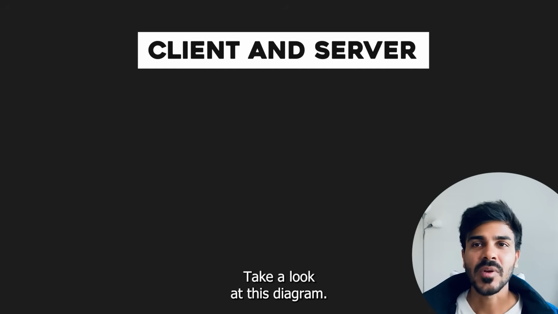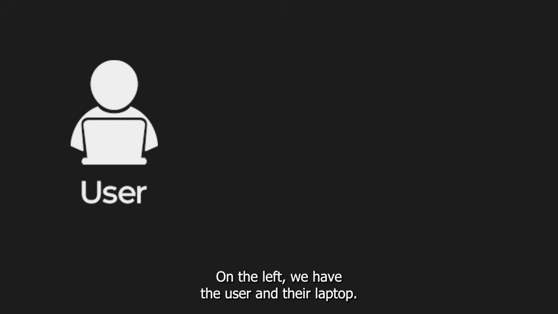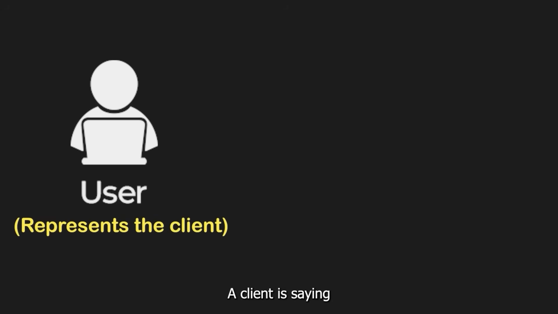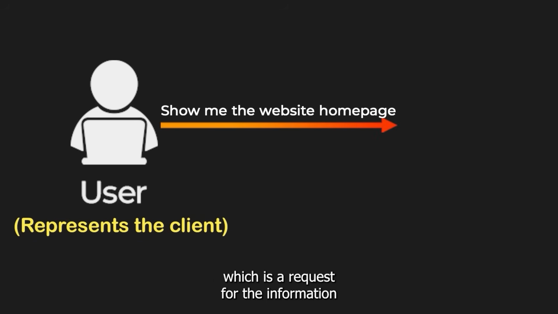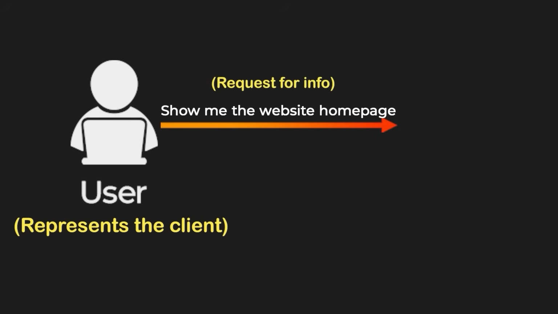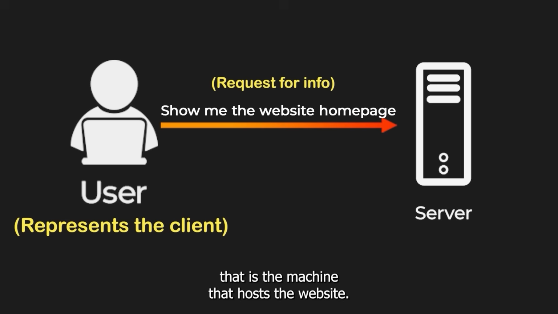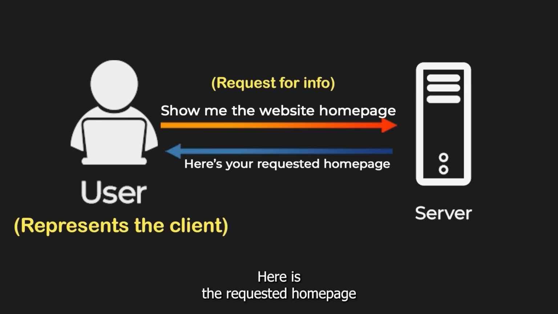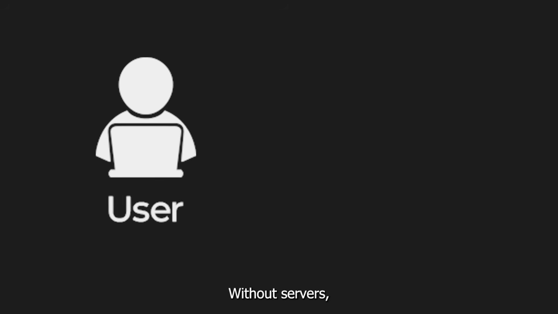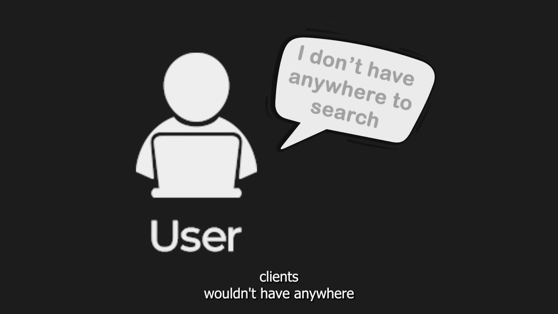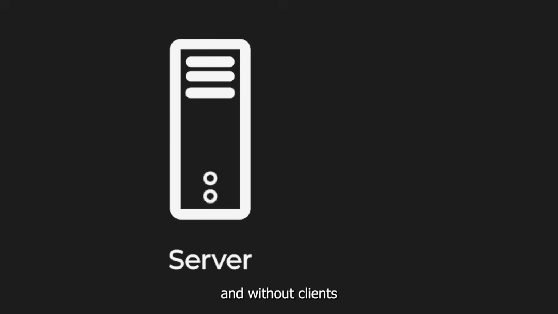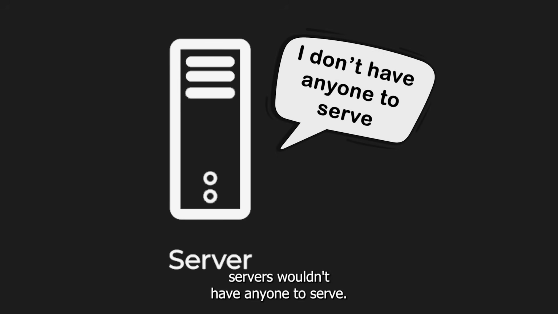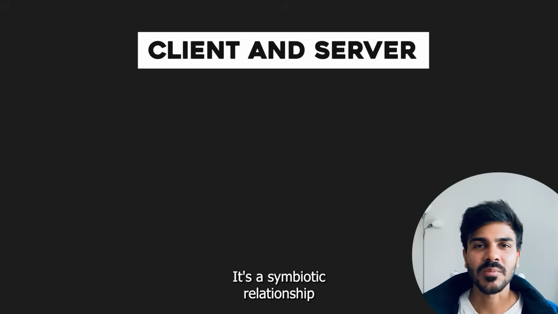Take a look at this diagram. On the left, we have the user and their laptop. This represents the client. The client is saying, show me the website homepage, which is a request for the information. On the right, we have the server, that is the machine that hosts the website. The server responds back by saying, here is your requested homepage, so that the client can then display it on the screen. Without servers, clients wouldn't have anywhere to get the information they need. And without clients, servers wouldn't have anyone to serve. It's a symbiotic relationship that powers the entire internet.